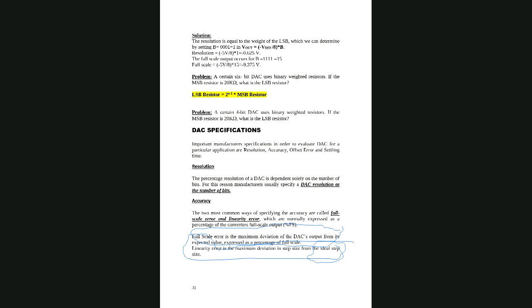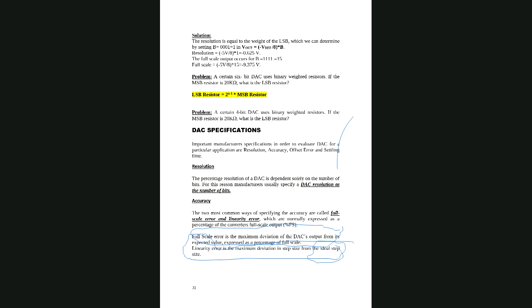I know this DAC is from a certain manufacturer. I will go to its specification sheet and see the number of bits, which defines the resolution. Very simple, I don't need all those calculations we have done in the past, because percentage resolution depends upon the number of bits. So DAC resolution in the specification sheet is simply the number of bits. For accuracy, we have two errors: full scale error, the error in the analog output, expressed in terms of full scale, and linearity error, the error in the step size.